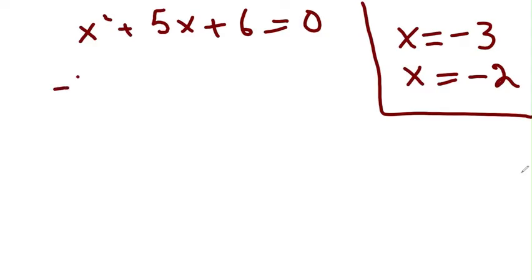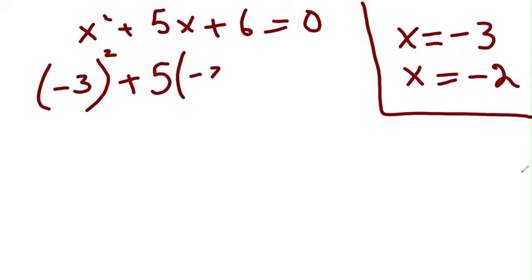X is equal to negative 3, whole square plus 5. Again, X is equal to negative 3 plus 6. We have to check that 0 should be there. This is 0 on the right-hand side. We have to get 0 here also. Left-hand side should be equal to the right-hand side.